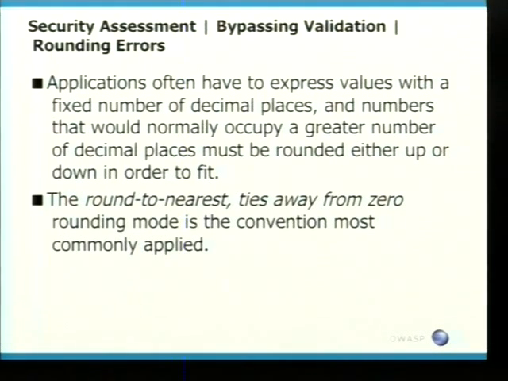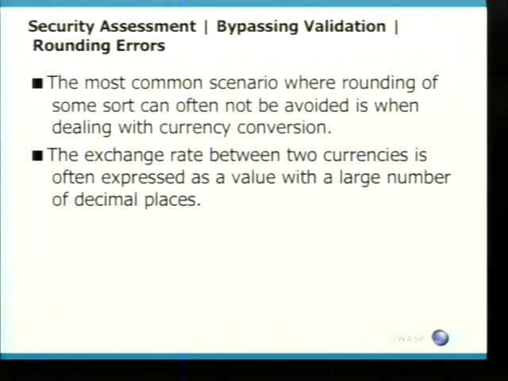So applications often have to express values with a fixed number of decimal places. Exactly, for large currencies such as the dollar or others, you'd use this when you're doing your currency conversion. Round to nearest, ties away from 0 is probably the most commonly applied method. And what's good about these two methods is that they're very, very good to abuse. The most common scenario where this happens is where currency conversion and rounding of some sort cannot be avoided, like the exchange rate between two currencies, places like that.